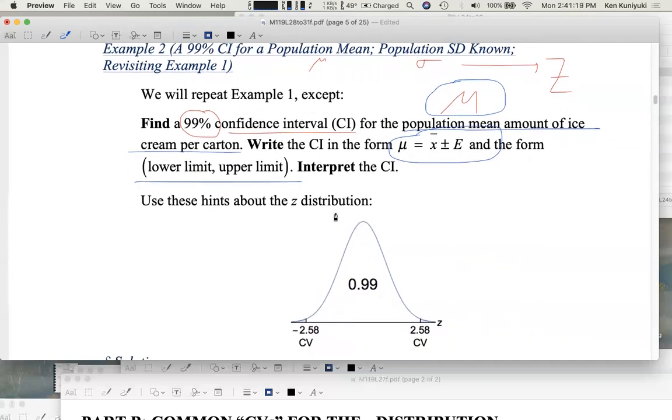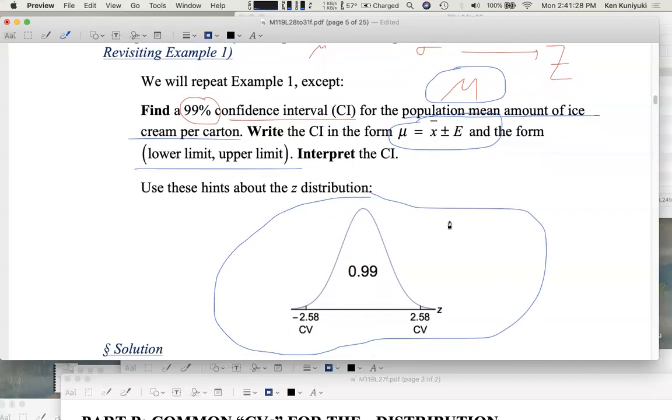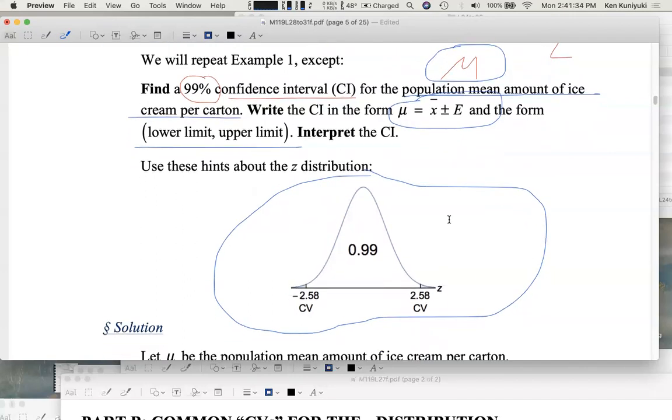We're going to use these hints from the z-distribution, the standard normal distribution. Although if it came right down to it, you could figure these out using online software or tables. All right, let's do this.